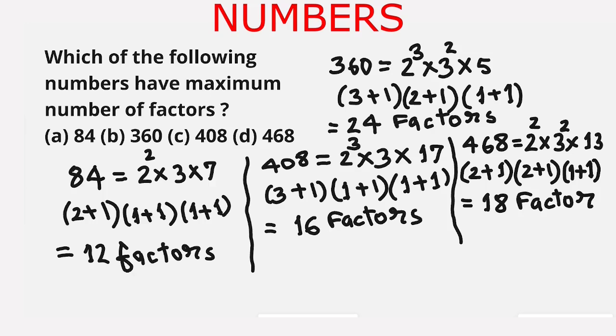Now we have the number of factors for all the given numbers. 84 has 12 factors, 360 has 24 factors, 408 has 16 factors, and 468 has 18 factors. So maximum number of factors are in 360. And from the given options, our answer is option B, 360. I hope you have understood the method of solving such type of questions. We go to the next question.